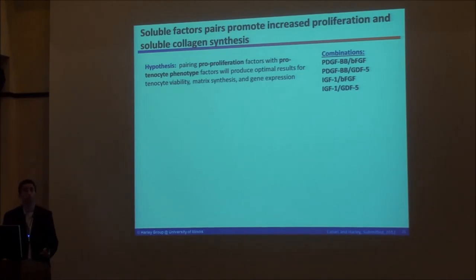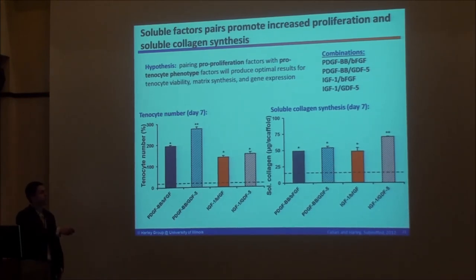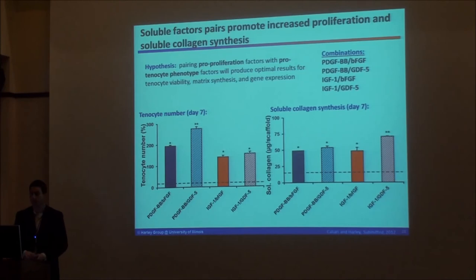So one of these proliferation factors with one of the phenotype factors. And what we were able to find is that all these combinations did a nice job of increasing proliferation and also increasing collagen production. In particular, this IGF-1 GDF5 group had a significantly higher amount of collagen produced compared to the other groups, despite having fewer cells than the PDGF groups over here, for example.